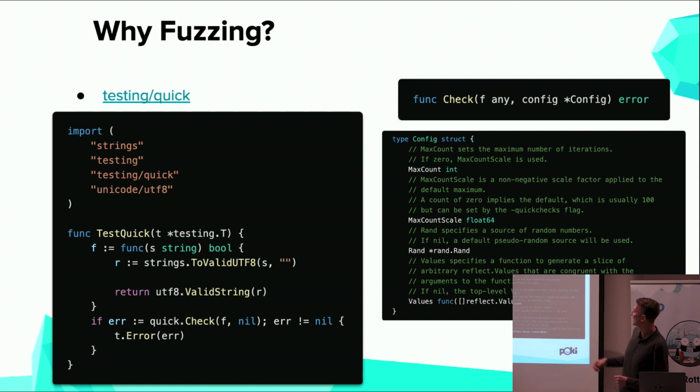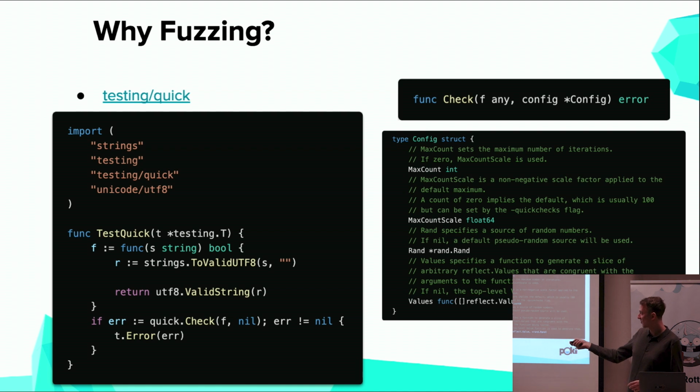What the testing/quick package does, it exposes a function Check that you pass your own function to with any input. In this case I have an S string as input for this function. I pass this function to quick.Check. What it's going to do is generate random strings and see if this function returns false. And if this function is somehow invalid, then maybe we'll find it this way. It will generate a couple of thousands of random inputs, and that's it.